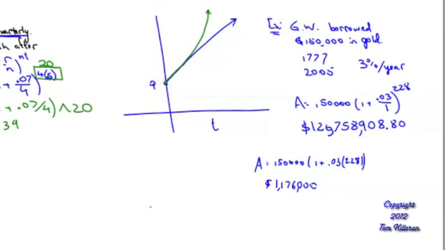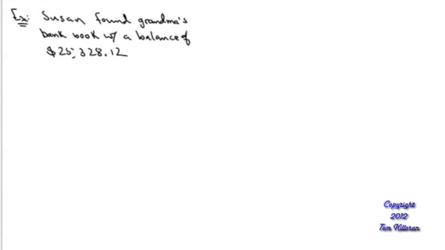We have a little bit of time, so let's do one more type of problem. Oh, how horrible. Oh, I'm running out of names. Neil. Susan found grandma's bank book with a balance of $25,328.12.